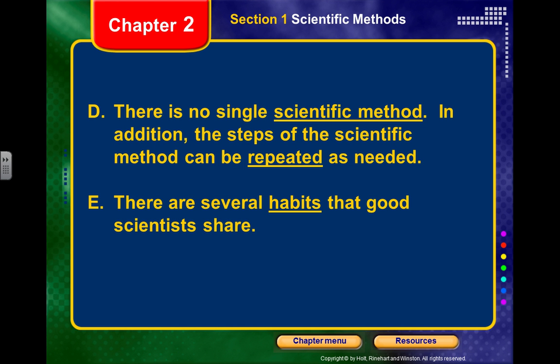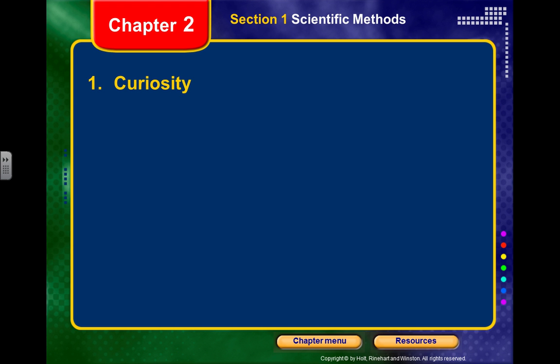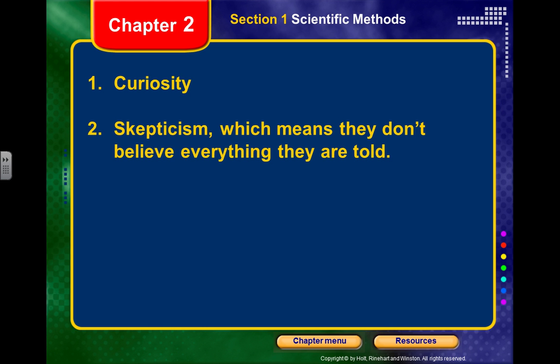E. There are several habits that good scientists share. Number one, curiosity. Number two, skepticism, which means they don't believe everything they're told. So in other words, they're curious about something, so they start trying to find out about it. However, they're also skeptical in that they want someone to have to prove it to them instead of just believing everyone's word for it. Number three, openness to new ideas.